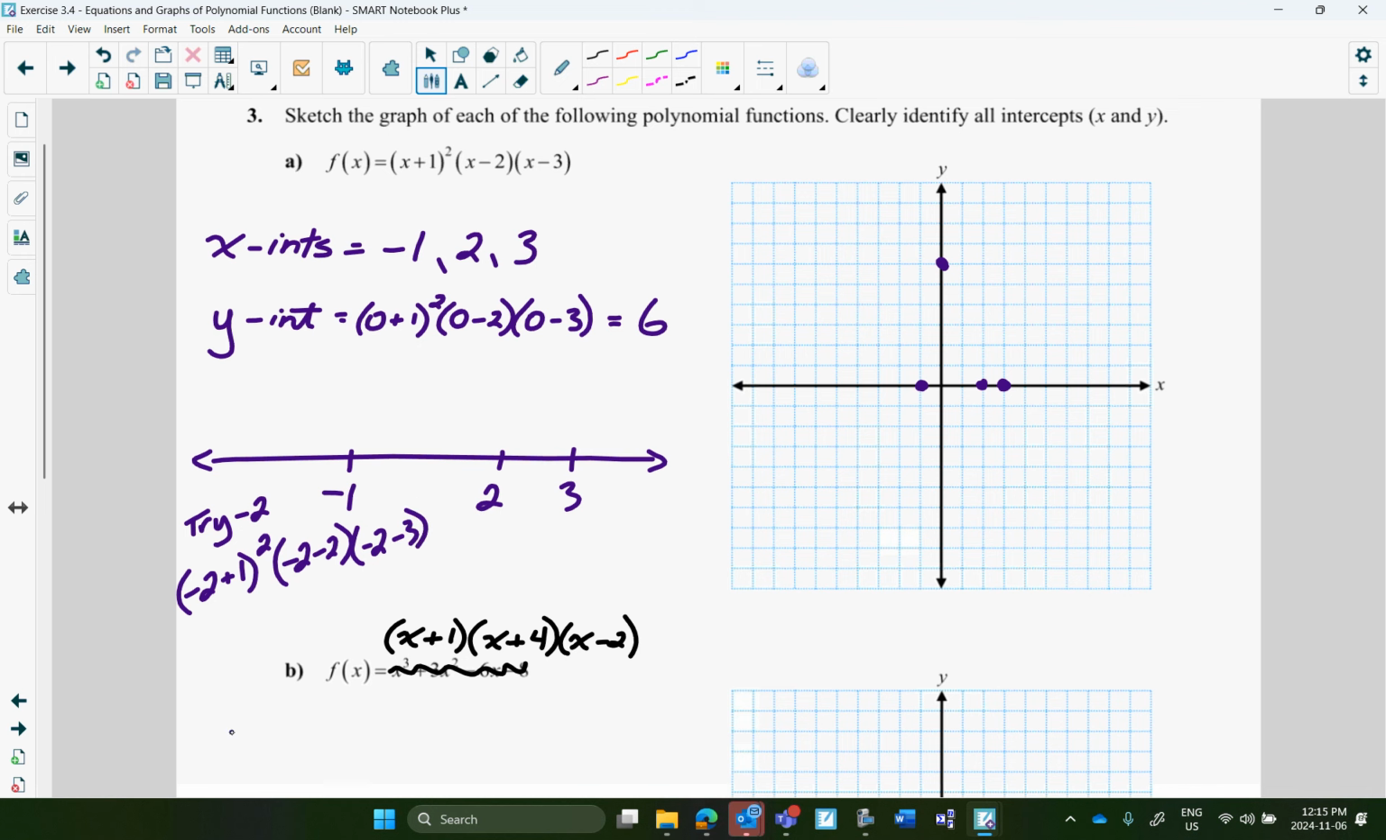Negative 2 plus 1 squared. Yeah, as soon as you square anything, it becomes positive automatically. Negative 2 minus 2. Negative 2 minus 3. So my final answer is going to be positive or negative. So that means it's above. That means it's above. It's going to look something like this.